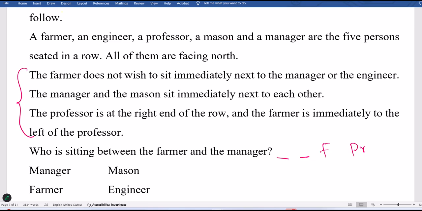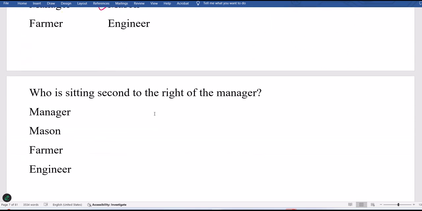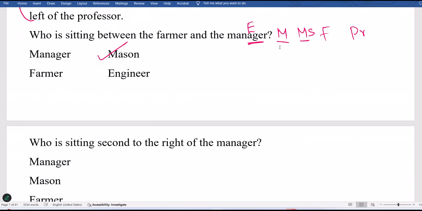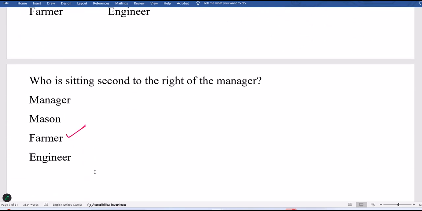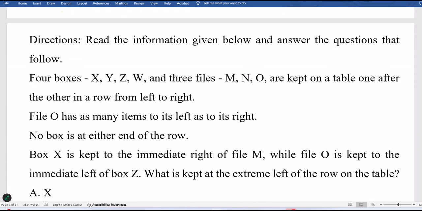We have totally five people. Farmer doesn't want manager or engineer next to him, which means it should be mason. Then manager and mason should sit together, and this is engineer. Now who is between farmer and manager is nothing but mason. The other question: second to the right of manager. Manager's second to the right is farmer. So five people we have to arrange in the slots.